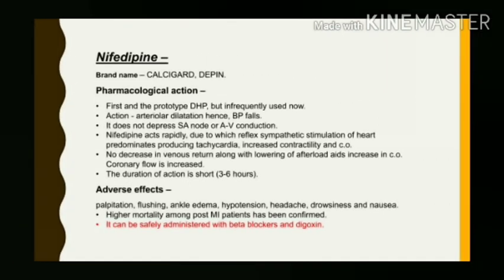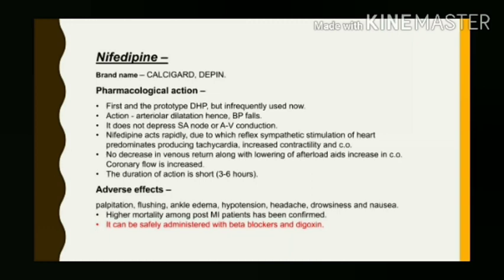Now I'm going to discuss some drugs which come under the calcium channel blockers, and the first drug is nifedipine. Nifedipine has brand names like Calcigard and Dipine, as you are seeing on the screen. The pharmacological class of nifedipine is the first prototype dihydropyridine. In calcium channel blockers, the main use of this class, the dihydropyridines, is to block the L type calcium channel, and it blocks the L type calcium channel much more efficiently than the other categories of calcium channels.